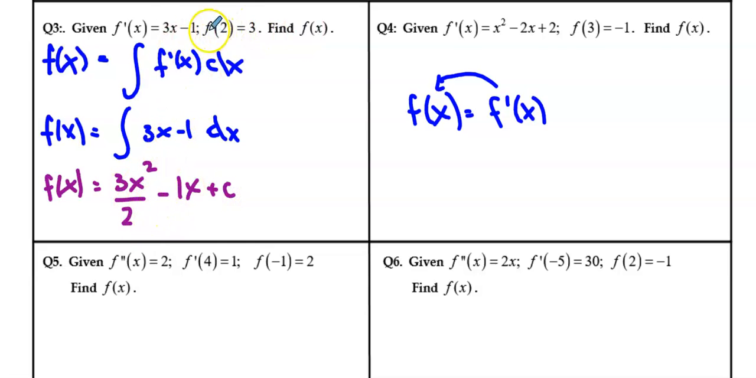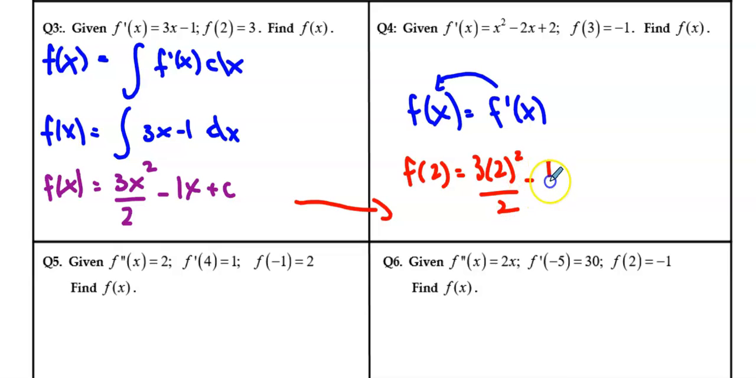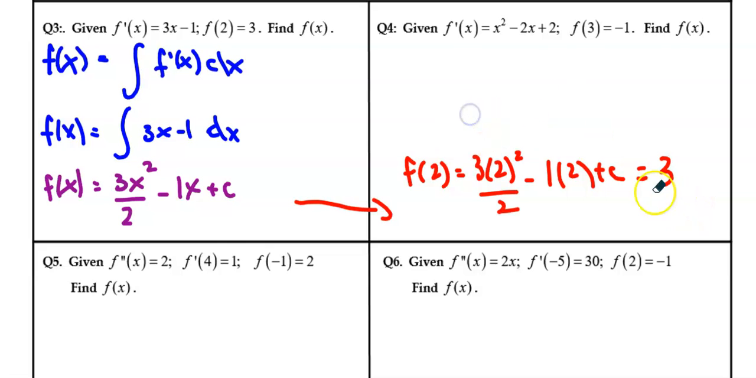However, we're given that f of 2 equals 3. So I know that when I plug in, I'm just going to write it right here. So I know that when I plug in 2, everywhere I see an x, I'm going to get 2 squared over 2 minus 1 times 2 plus c. I know that that's going to give me 3. And all I have to do now is find what c is. And that tells me what it is. So this initial condition, that's what we call this. This initial condition basically tells us what we can do to find this problem.